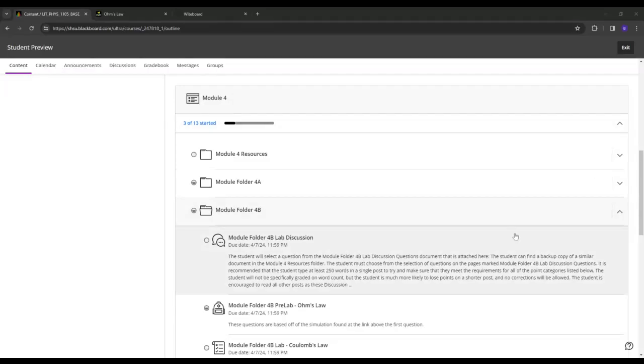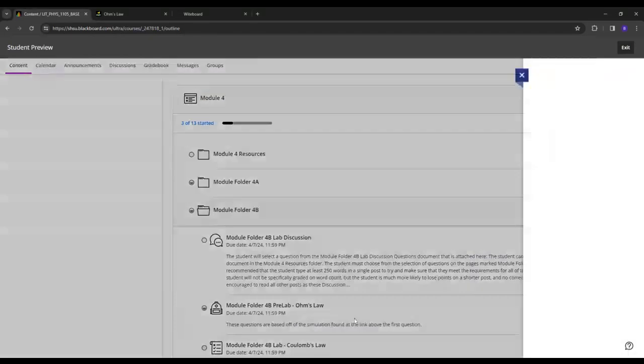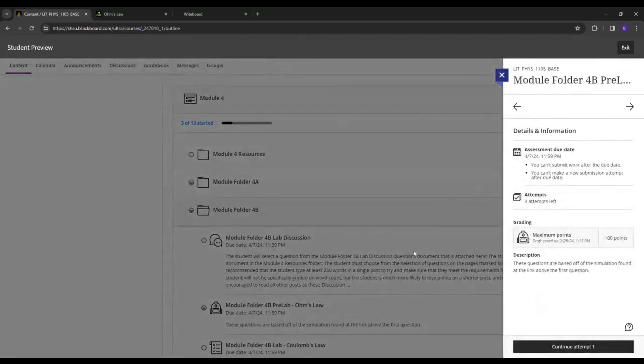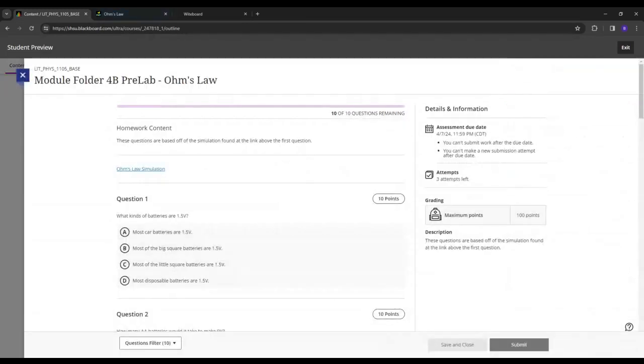All right, so let's go ahead and look at some of the information necessary to work on the module folder 4B pre-lab for Ohm's law. Simulation once more, preloaded in another tab. Not as many instructions this time to get us started. A couple of things that you may already know or you might have to look up and check and see.